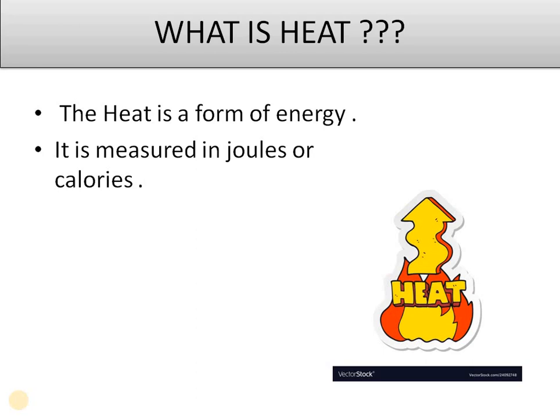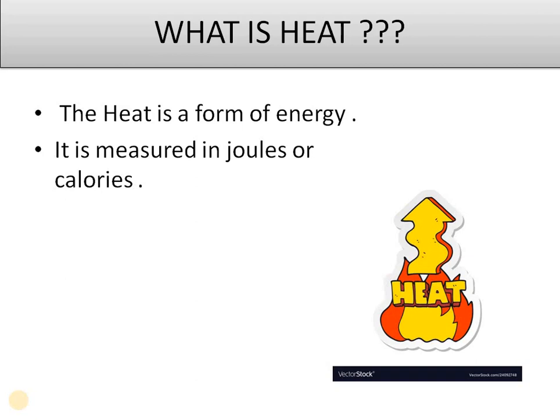I'll give you a simple example. When you buy a food packet, it could be Lay's, or any item you bought from the market for eating, or even a biscuit, you will see on the packet that it is written that it contains carbohydrates, that many calories, and fat.